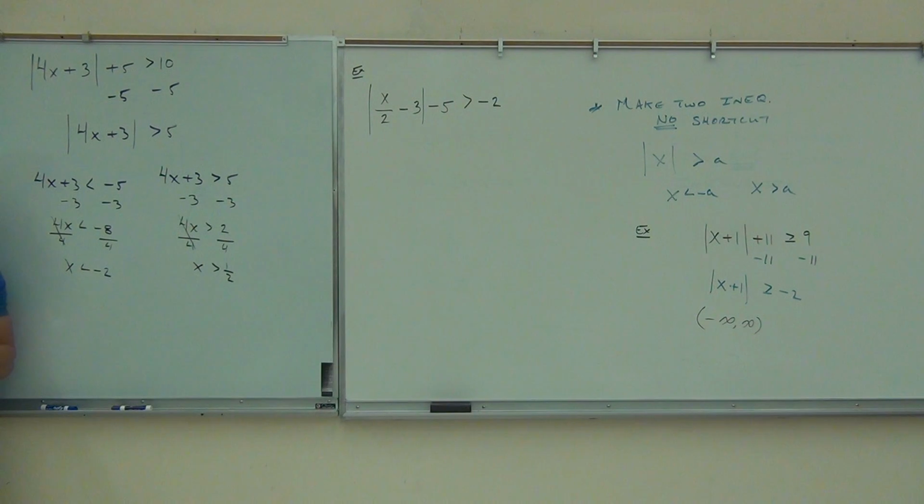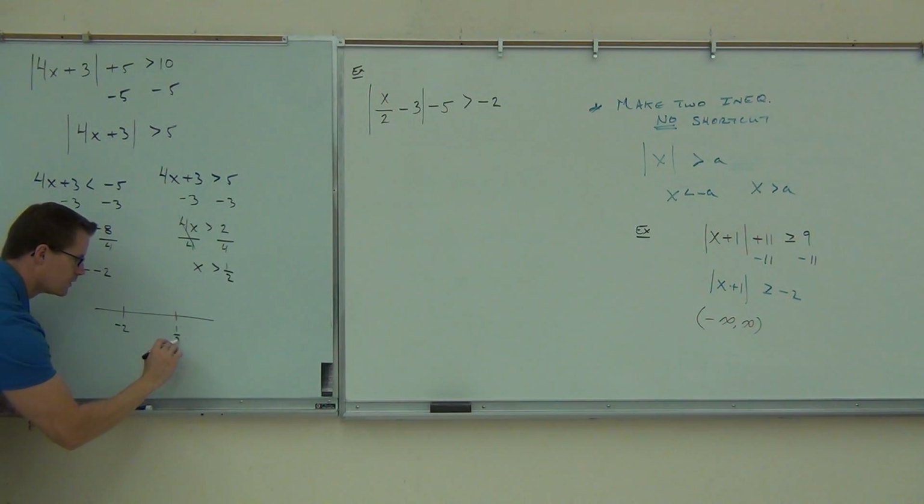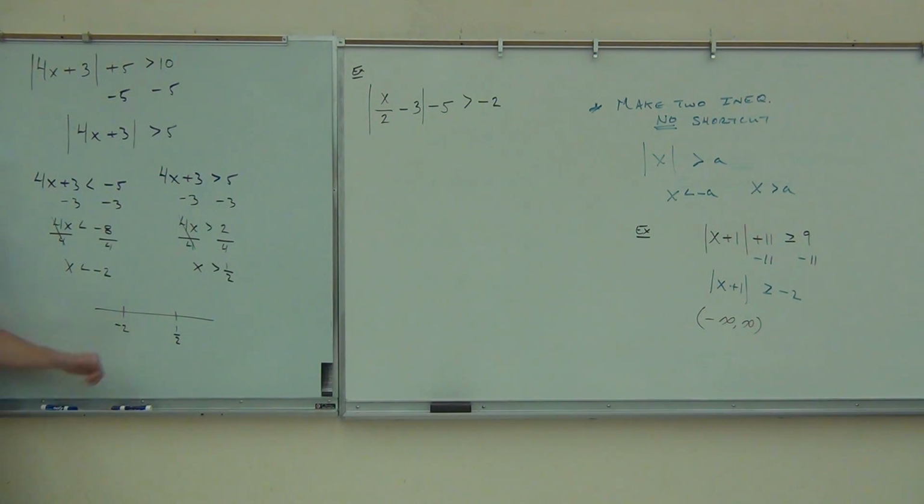Can you graph this on a number line? Yes. Let's do that together. Where does it start? Negative 2. Notice if you do this in the correct order, it's already there for you. Negative 2, 1/2. Let's do this one first. Folks, should we go up and to the left or up and to the right here? Left. And on this one, do we go up and to the left or up and to the right? Right.